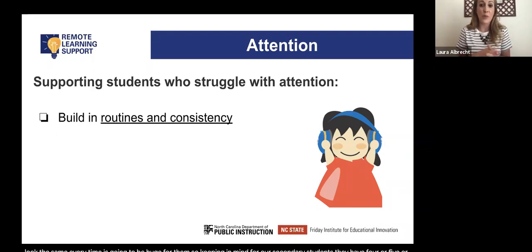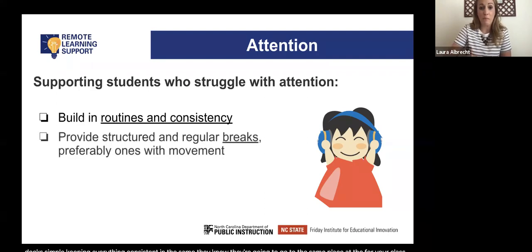Some may be putting their resources on Canvas, some may be putting it on Google Classroom, some may be emailing out the resources. So for our kids that already struggle with that, this is even more of a challenge. So keeping your slide deck simple, keeping everything consistent and the same. They know they're going to go to the same place for your class, and that is huge.